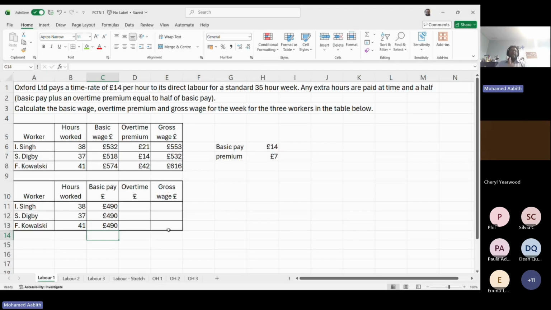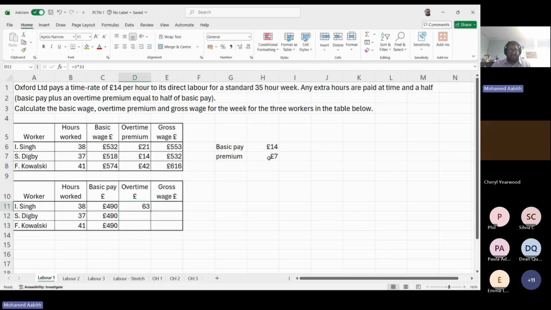Everybody gets the same basic pay. Your overtime is how you see it in a pay slip. What is your overtime pay now? Overtime pay is 14 pounds plus the £7 premium, which is 21 pounds. So this is going to be equal to the extra hours they have done, 3 times 21 pounds.